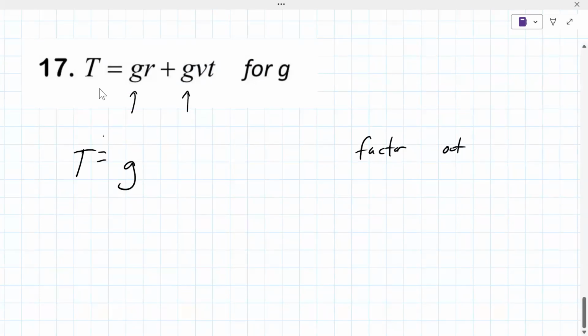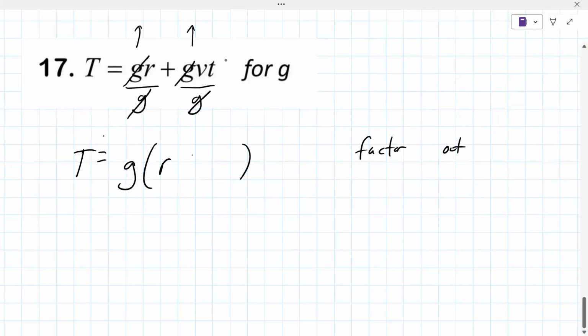In class they call it a divide and slide thing. If you divide both of these by G, what is left over? See how the G's cancel? What is left over? Oh, okay. So it just cancels. Yeah, so it ends up being R plus VT. They call it a divide and slide.